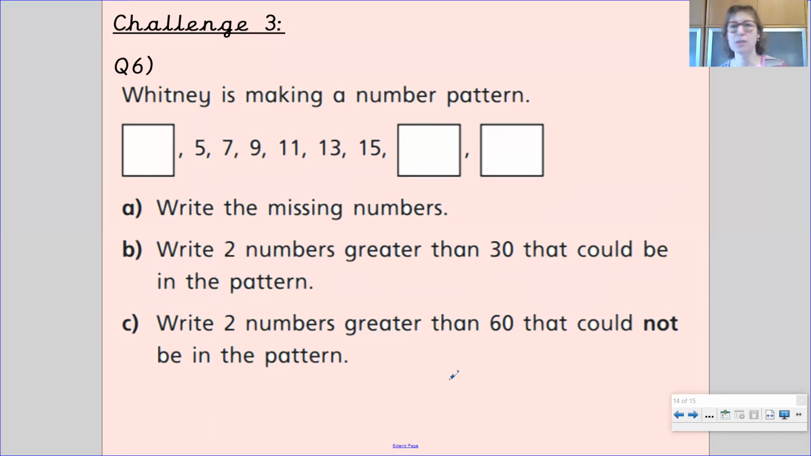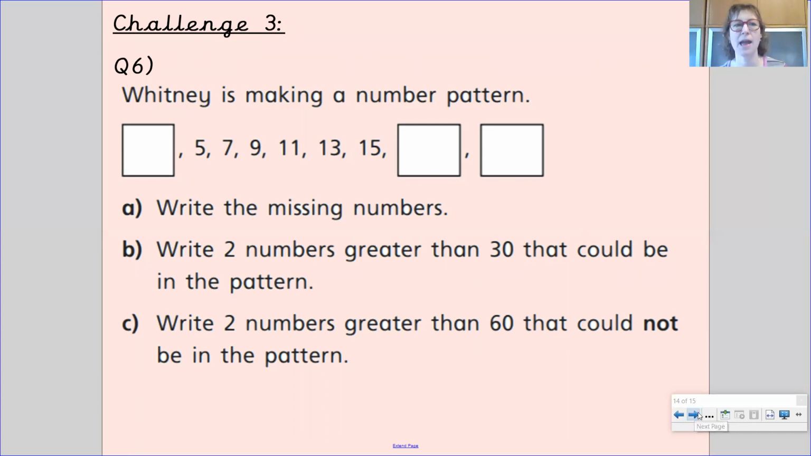Okay, so we're doing odd and even numbers. Are those numbers even or are those numbers odd? So can you do 2 of those numbers that are bigger than 30? And then could you do 2 numbers bigger than 60, greater than 60, that could not be in the pattern? So if you think this pattern is even, then those would be odd numbers. If you think the pattern is odd, those would be even numbers.